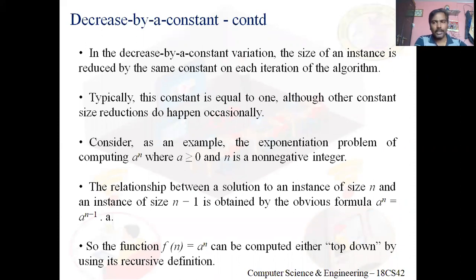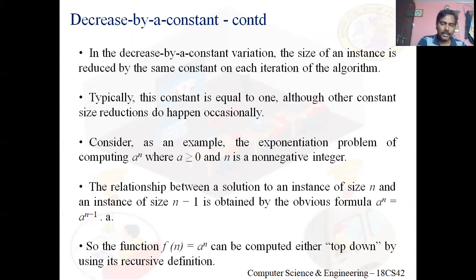Okay, I need to compute a power n, right? So what I'll do, I will compute a power n minus 2. For that, if I multiply a square, I'll get a power n, right? Clear? So this is an example of decrease by constant.